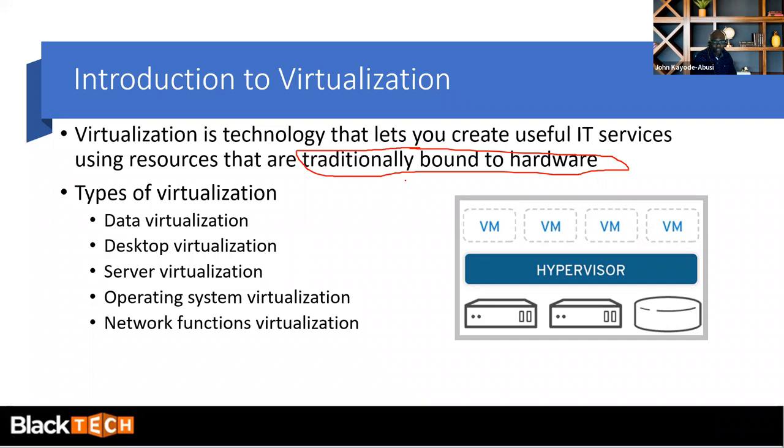Now, what kind of virtualization do we talk about? Types of virtualization: we have data virtualization, desktop virtualization, server virtualization, operating system virtualization, and network functions virtualization. That shows that you can go about virtualizing anything. Initially, the purpose of virtualization was to virtualize our servers.